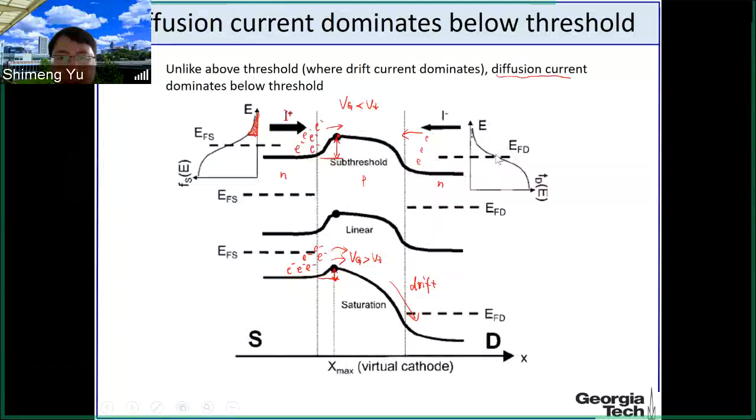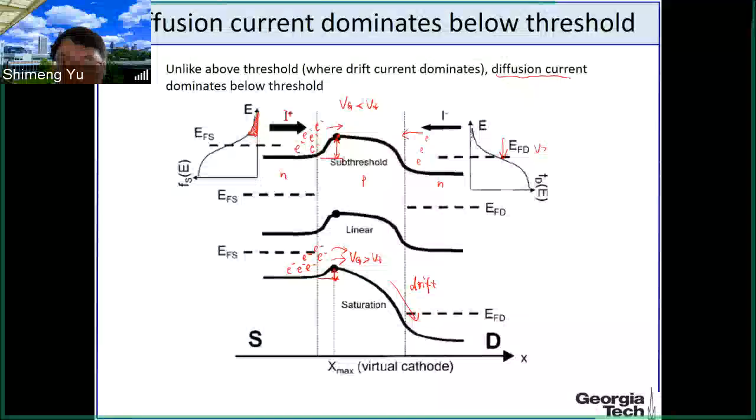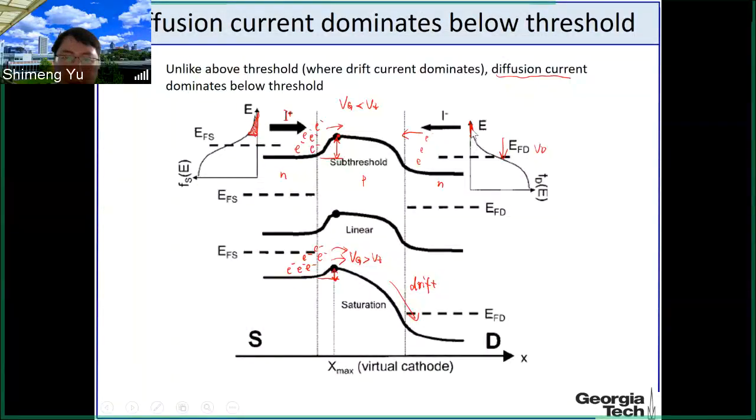But for the drain side, because we apply the drain voltage, it pushes down the Fermi level of the drain side. So the shaded region here is much less, because this is an exponential decay function. That means a much smaller number of electrons can move over. Or in other words, from the right to the left, you see a higher barrier.